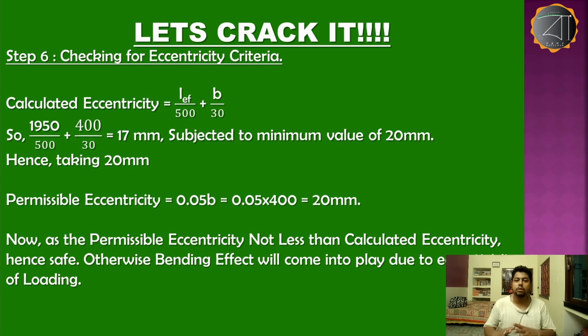So, these both are equal, or at least the calculated eccentricity is not higher than the value of the permissible eccentricity. So, we can continue our design with this, or else we have to check for the effects of eccentricity, which will induce moment, right. Or also what we can do is enlarge the section so that the calculated eccentricity lies well below the permissible eccentricity.